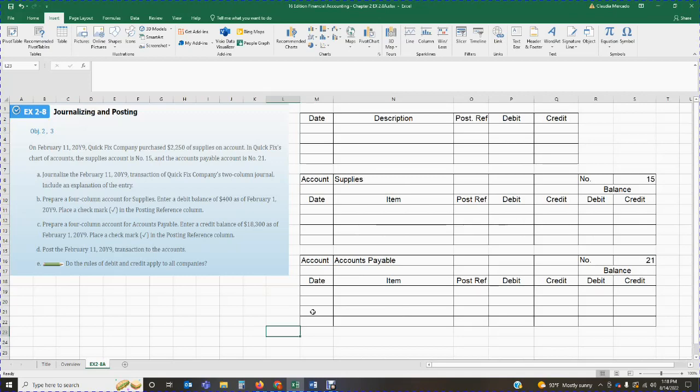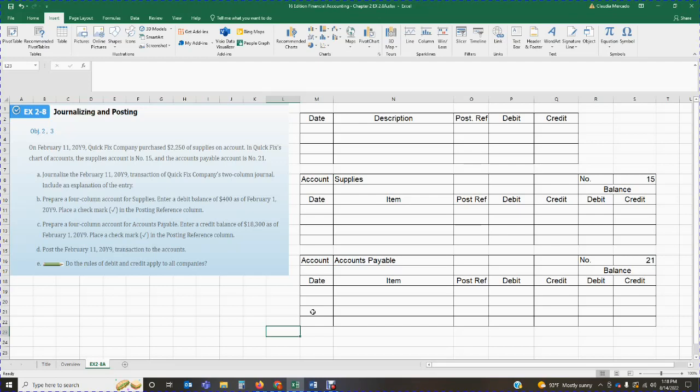So, it says here journalizing and posting. It says on February 11th, Quick Fix Company purchased $2,250 of supplies on account. In Quick Fix's chart of accounts, the supplies account number is 15 and the accounts payable account is number 21. Letter A. We have to journalize the February 11th transaction of Quick Fix Company's 2-column journal. Include an explanation of the entry.